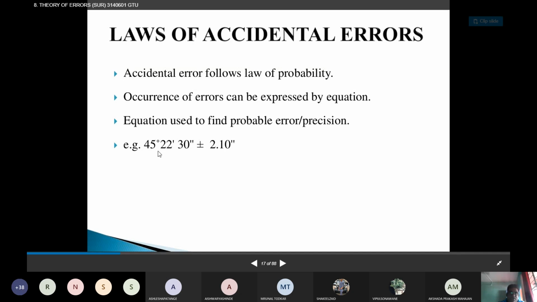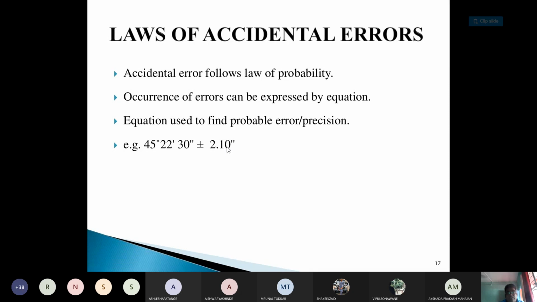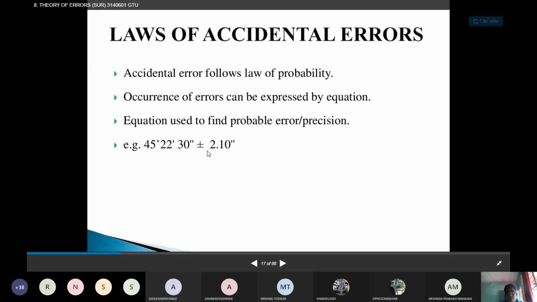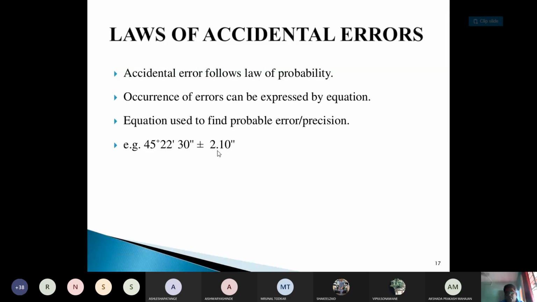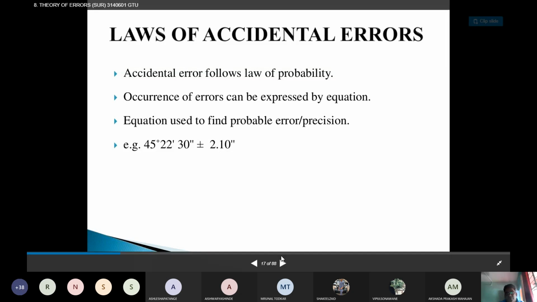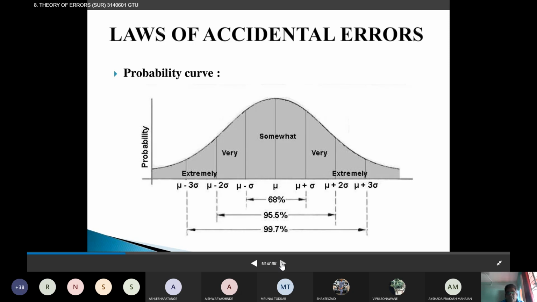For example, this is the angle plus or minus 2.10 seconds. What it indicates is that the error may be positive or negative. Either you add it to this angle or you eliminate those errors. So the equation is used to find out the probable errors and the precisions. Let us see about the laws of weights in the further part.